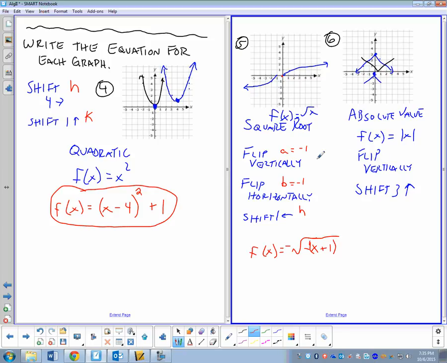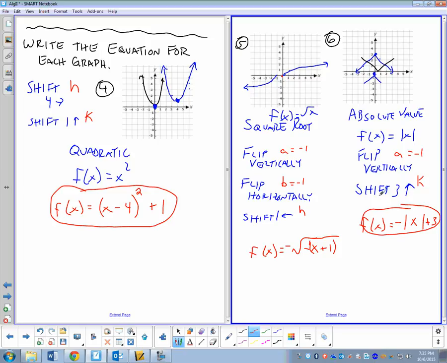A vertical flip means, just like it did over here, that we're going to have an a value of -1. So when I write my new function, that means I need a -1 in front of my absolute value. I can either write the -1 here or just put the negative sign. And if we're shifting 3 up, that's a k value. So that means I'm going to be adding 3 outside of whatever's happening to the x. So that +3 is not going to be in here with the x. That would shift it 3 to the left or the right. This +3 needs to be out here. So that is my equation for number 6.